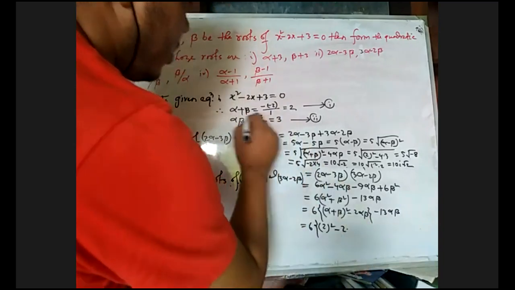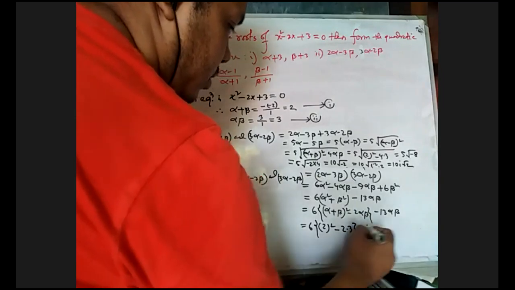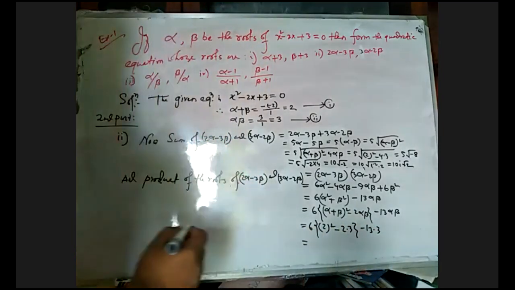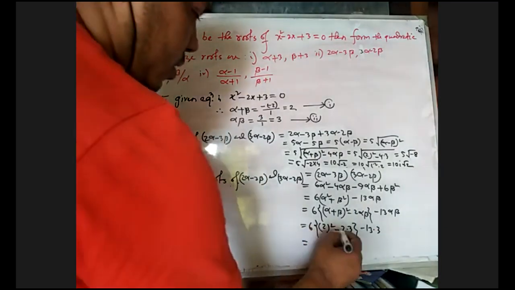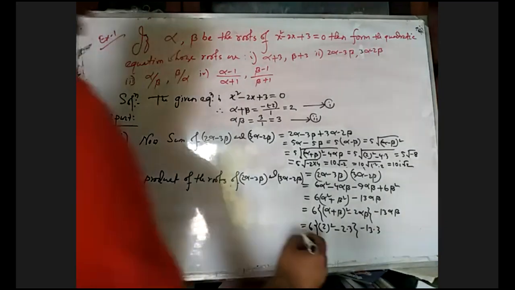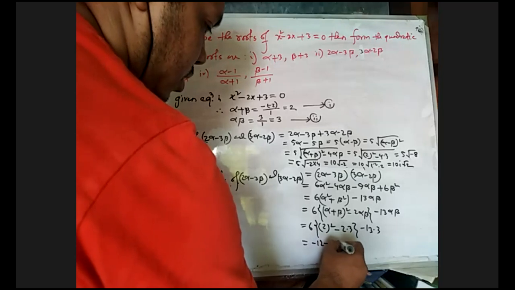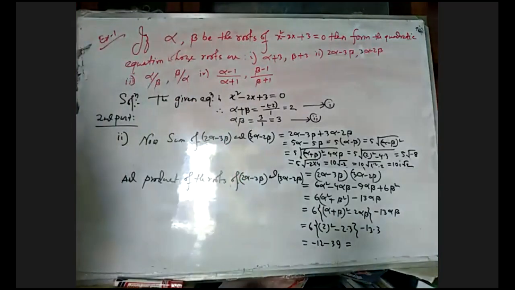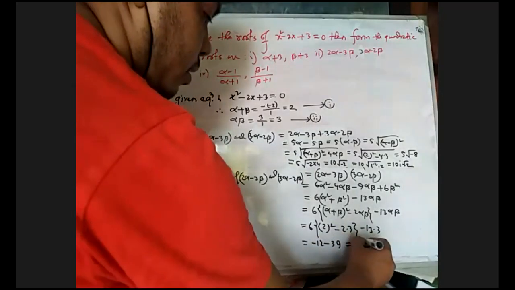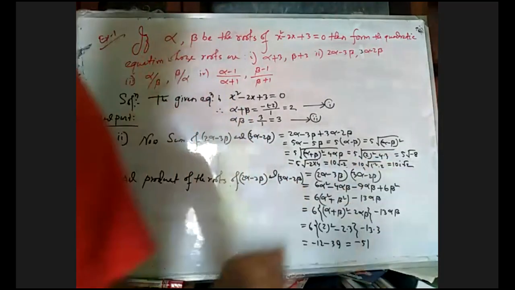Minus 2 into alpha into beta, what? 3, into 3. So 4 minus 6. 4 minus 6 means what? Minus 2. That means minus 12 minus 39. So what will be? Minus 51. Okay, minus 51. So the sum of the roots is this, and the product of the roots is what?